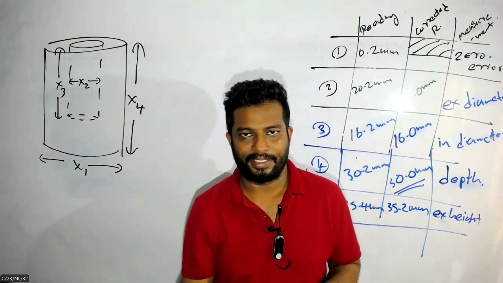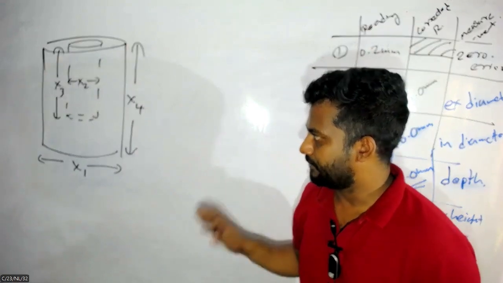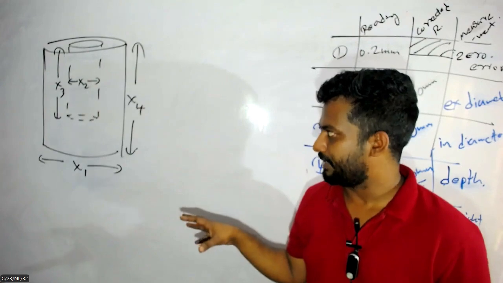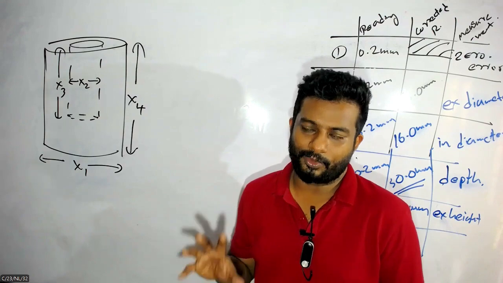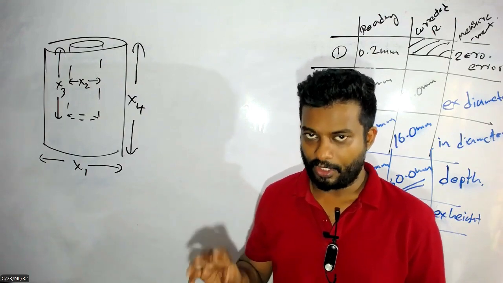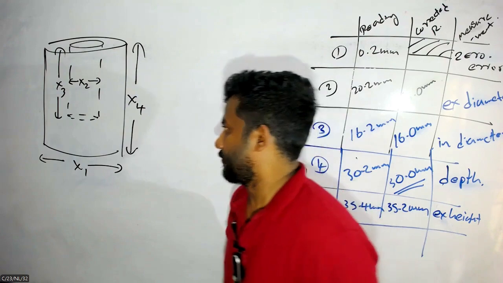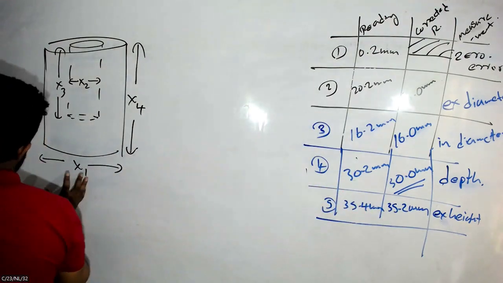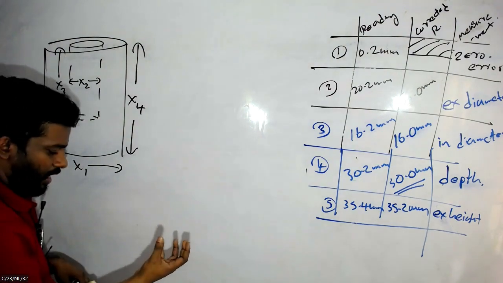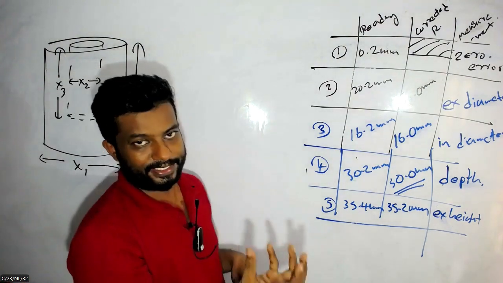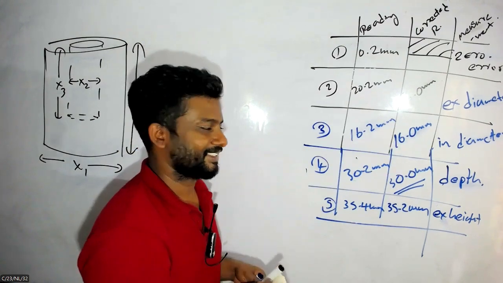Right, in this part, you can identify that they have given symbols for each measurement, and using these symbols, you have to derive an expression for the volume of the cylinder, the volume of the metal piece. First, you have to find the volume of the whole cylinder, then find the volume of this cavity, then deduct the volume of the cavity from the whole cylinder.